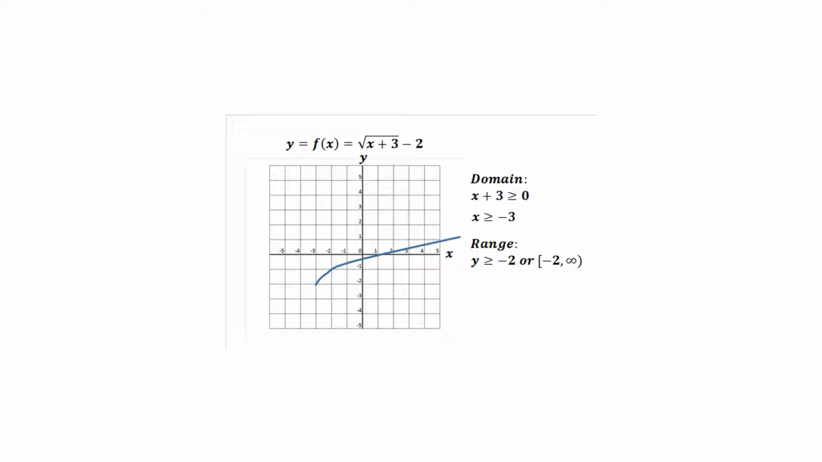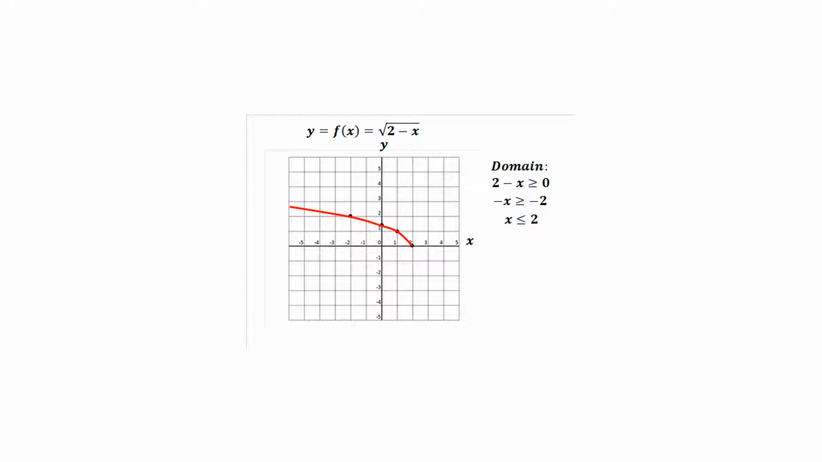And there are negative values for this function. But all the values for the square root of x plus 3 are either 0 or positive. It's the negative 2, which gives us some negative values for the functional values.